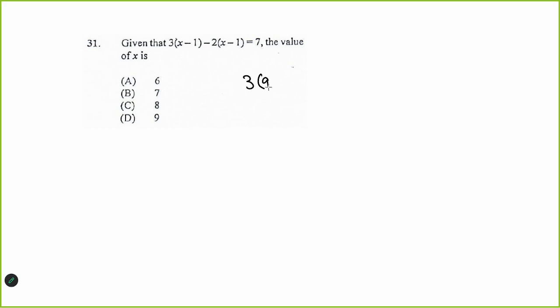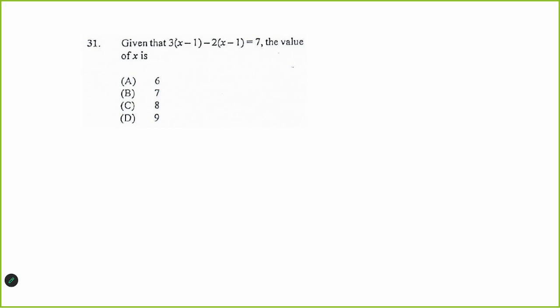3 by 9 minus 1 minus 2 by 9 minus 1 is equal to 7. 9 minus 1 is 8. 8 3s are 24. Minus 9 minus 1 is 8. 8 2s are 16. 24 minus 16. Oh, okay. Let's do this question. Hold on, because I was guessing answers here.